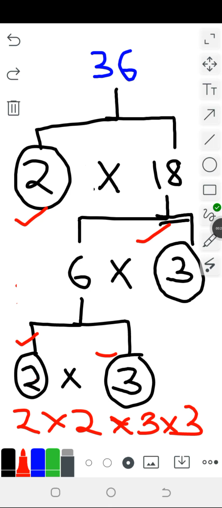2 times 2 will give us 4. 4 times 3 will give us 12. And 12 times 3 will give us 36. So those are the prime factors of 36.